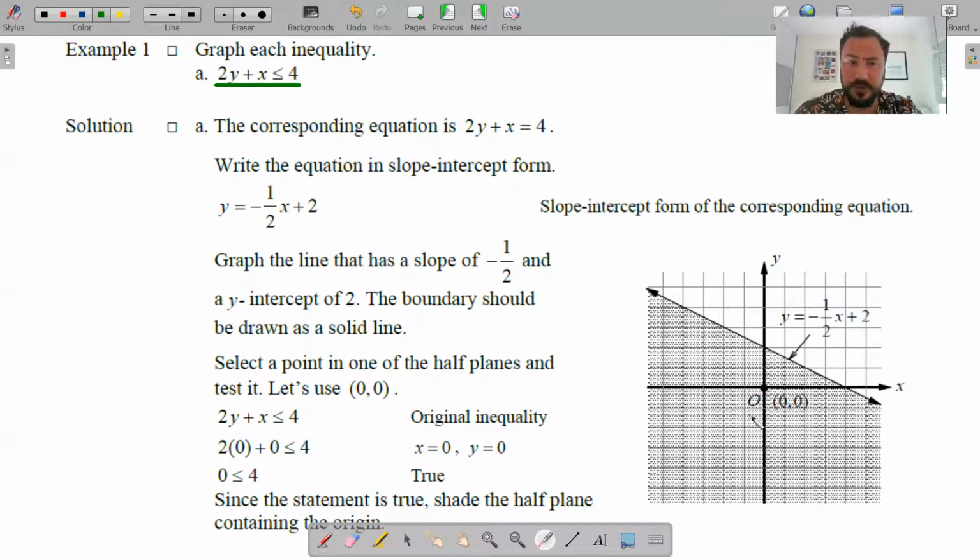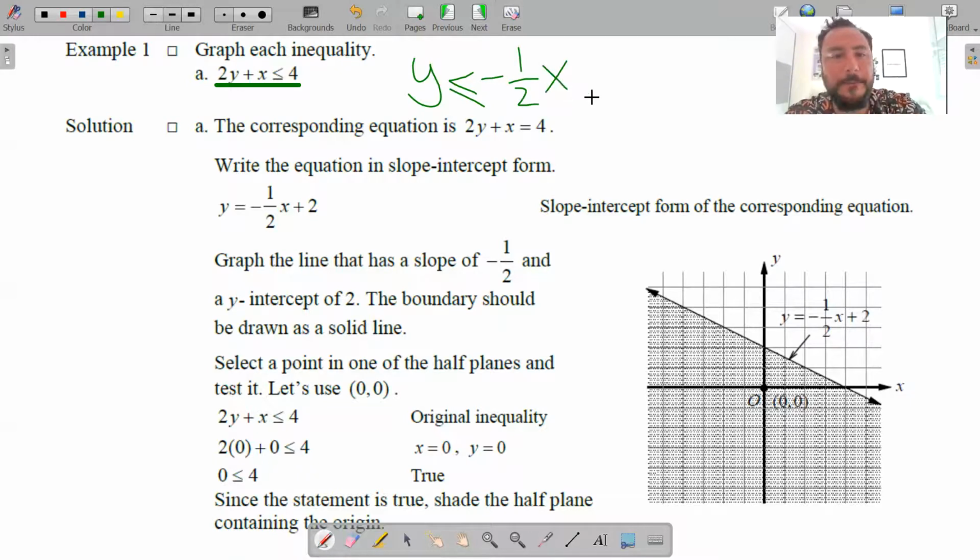What if we use the slope-intercept form? So again, the equation is this one, and I need to get to that format. Actually, I have it already here, so I'm just going to say y is less than or equal to -1/2x plus 2. Whatever you see here, I don't care. What I care about is the fact that y is less. Since it's less, I'm going to prove it by going down.